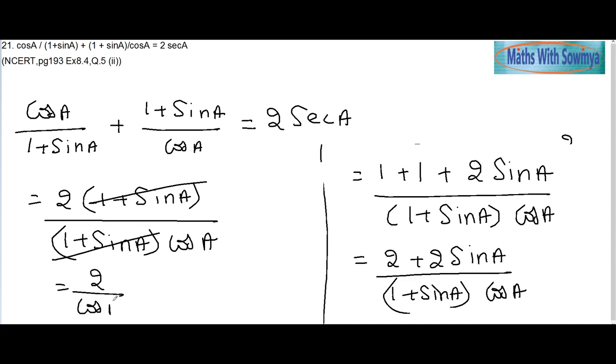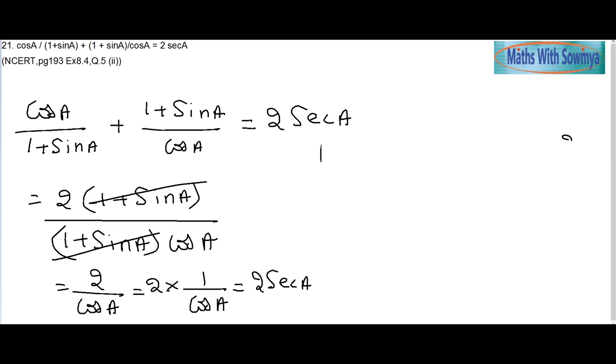2 by cos A, which can be written as 2 into 1 by cos A. 2 as it is, 1 by cos A is nothing but secant A. Reciprocal of cos is secant. So, we got secant A, which is nothing but your RHS.